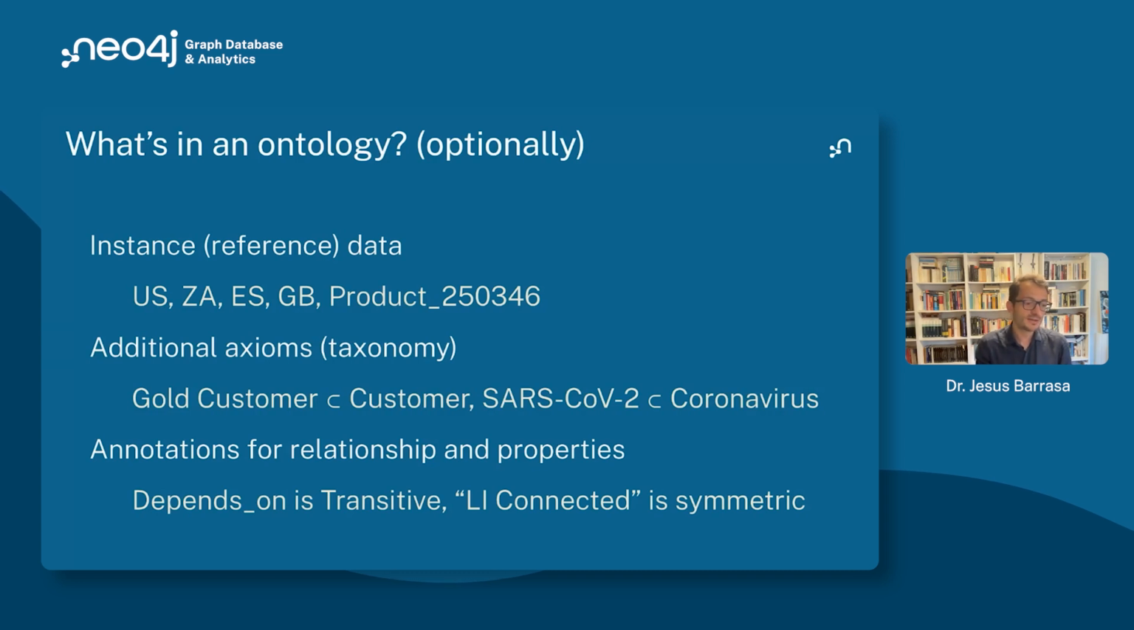But I was mentioning that LinkedIn connected is symmetric. Symmetric meaning if I'm connected to X, X is connected to me. So if I'm connected to Amanda on LinkedIn, she's connected to me. That's not true for the follow relationship in LinkedIn. You can follow someone and not be followed back. So this is an important annotation that enriches the meaning, the semantics, of your domain model. These are the most common building blocks that you find in an ontology.